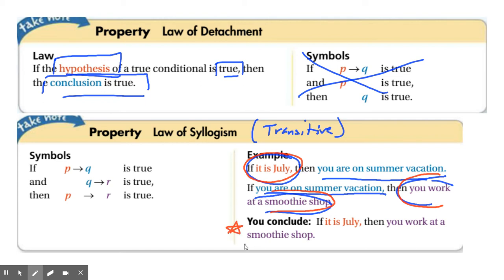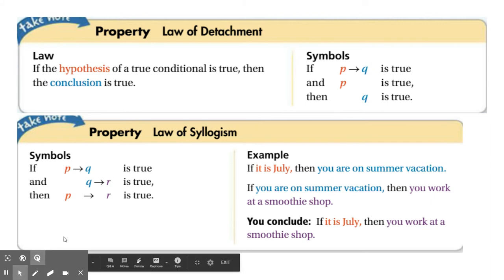I always like to think of this as the middleman. You cut out the middleman. I also like to think of this transitive rule as you have A to B and you have B to C. So we get rid of the B's and you have A to C. That's what the transitive rule is all about. Again, cutting out the middleman. Okay, so that's it for the notes.